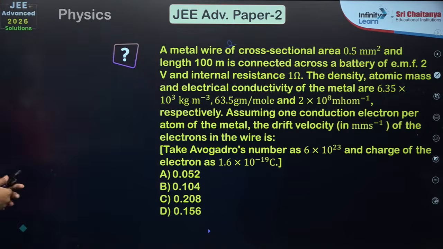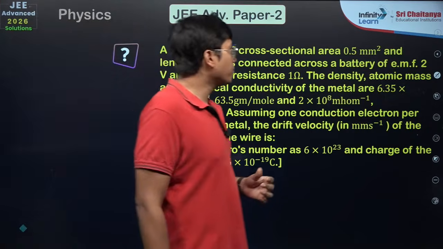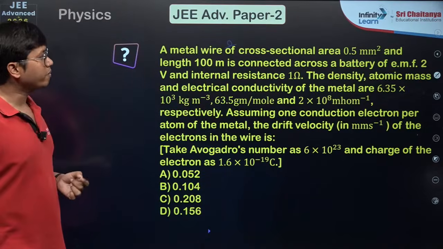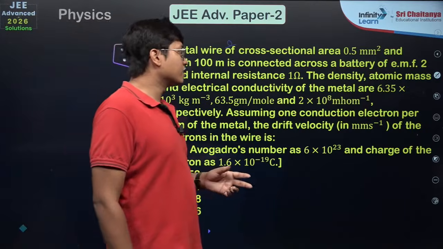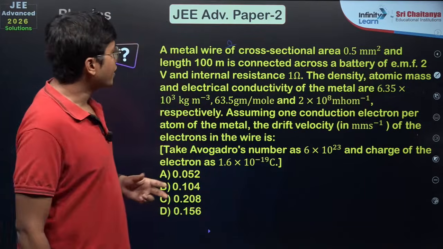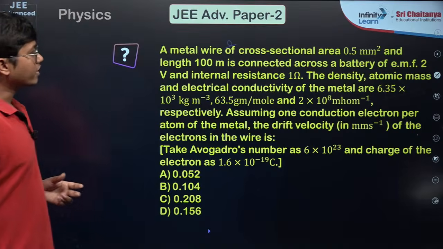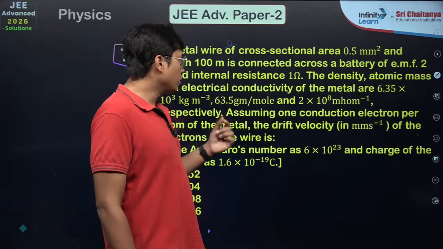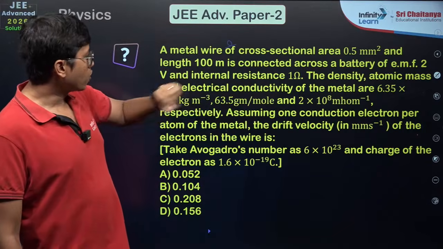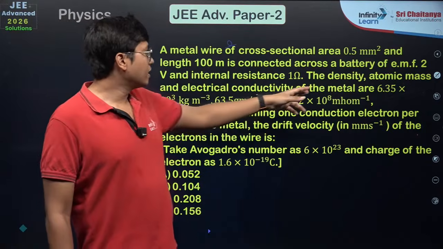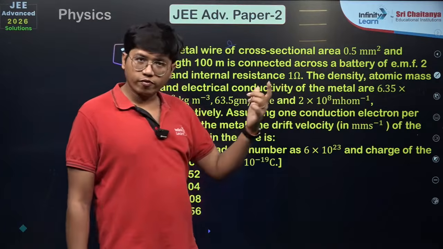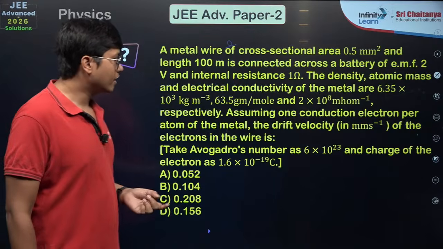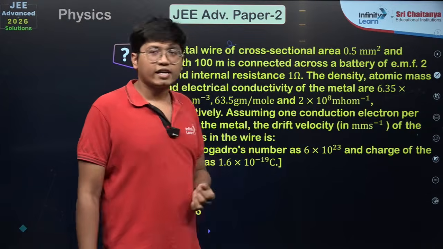Chalo, let's see, first one, it says a metal wire of cross-sectional area 0.5 millimeters square and length 100 meter is connected across a battery of EMF 2 volts and an internal resistance of 1 ohm. The density, atomic mass and electrical conductivity of the metal are 6.35 × 10^3, 63.5 gram per mole as the atomic mass, and the metal conductivity is also provided to us. Assume one conduction electron per atom of the metal. The drift velocity of the electrons in the wire is how much?